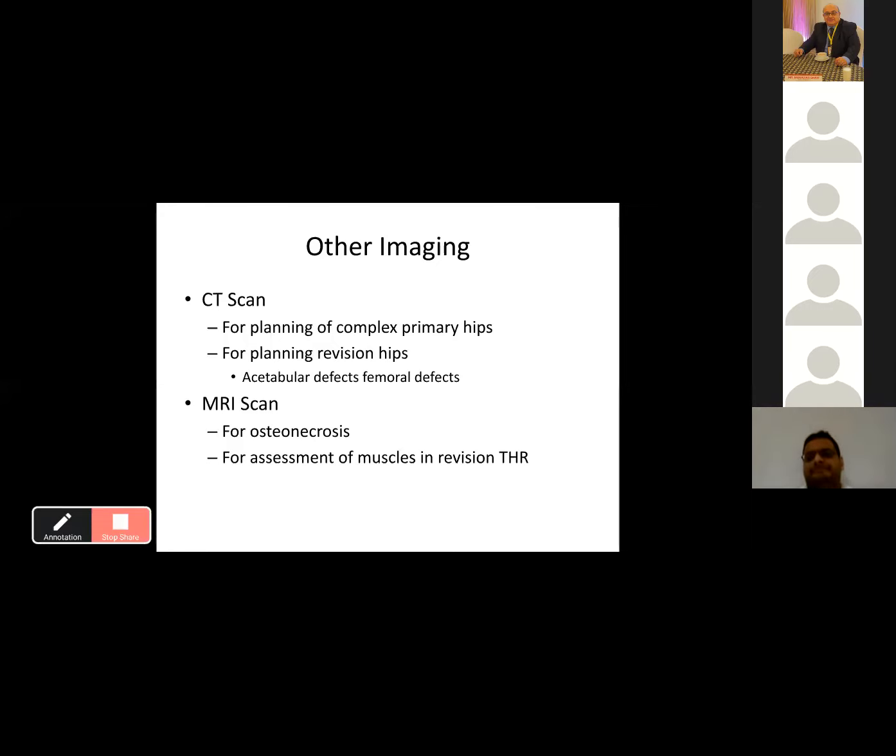MRI scan is realistically only used if you think you've got osteonecrosis in the primary joint setting, but in the revision setting, I use it. If you've got a metal on metal hip, you'd want to make sure you've got one, but also you may get it to look at the quality of their muscles, because it may help you choose the bearing surface in your reconstruction. So I would go for a dual mobility type bearing if they've got poor function of their hips. On the MRI scan, you would see atrophy and wasting of muscles.